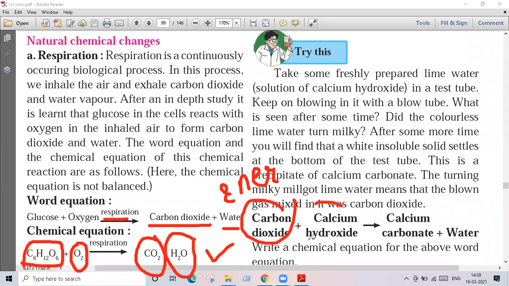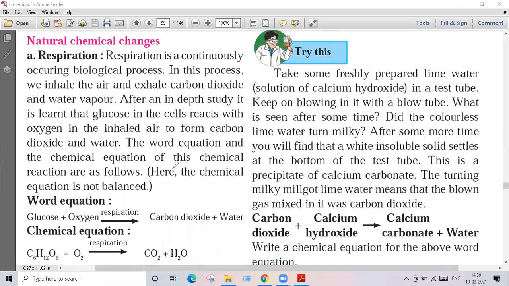So carbon dioxide forms glucose and oxygen forms carbon dioxide and water. This is a chemical reaction. It happens in our body. So respiration is a continuously occurring biological process.